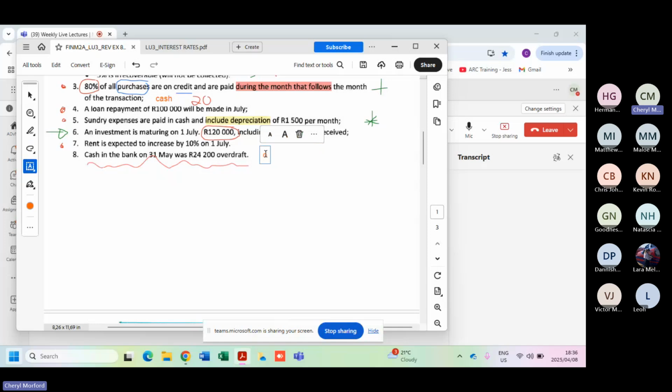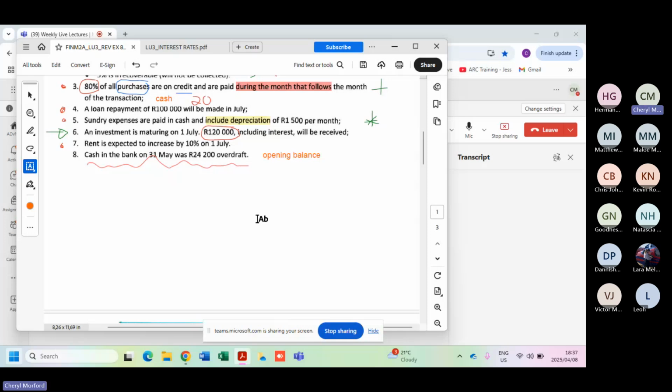That therefore means opening balance for June. The question will always have to tell you what the opening balance for the first period is. You can't be required to calculate that or make that up by yourself. Are we sorted there? They will tell you. Sure.